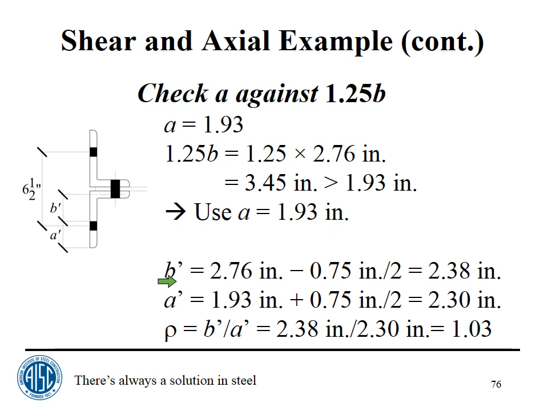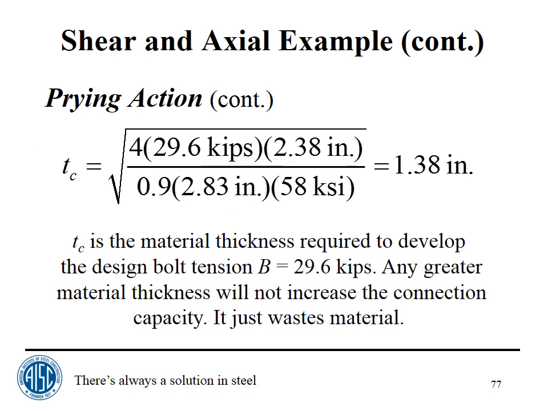So B prime is B minus half a bolt diameter. A prime is A plus half a bolt diameter. Rho is the ratio of B prime over A prime, 1.03. The parameter, T sub C, is the square root of 4 times B, the bolt design strength, multiplied by B prime, divided by the resistance factor, 0.9 for F sub U, times P, which is 2.83 times 58. That gives 1.38.